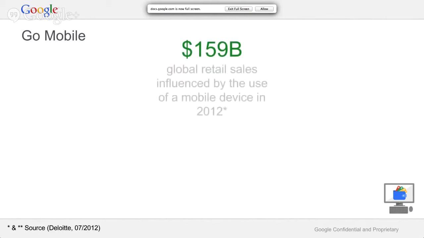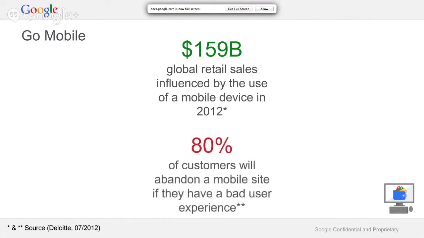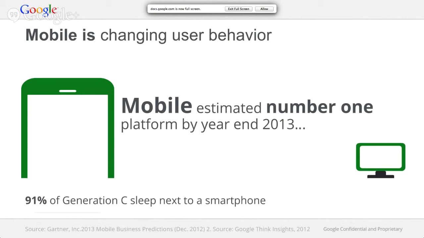Just to give you a few numbers, $159 billion are estimated to be influenced by mobile devices in 2012. This is what Deloitte reached out. However, out of this, 80% of the customers who haven't done a mobile site, it's because they have a bad user experience. So you don't want to be this guy who is losing a customer. What we want to give you today is a few tips on how to optimize the website.